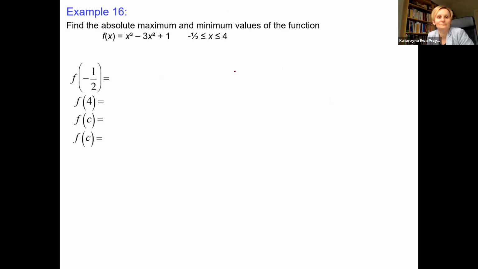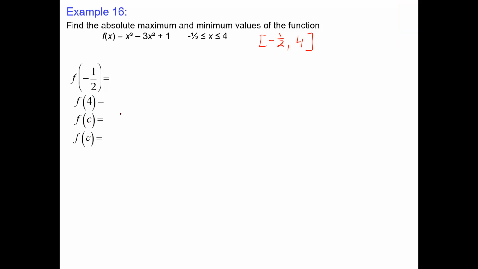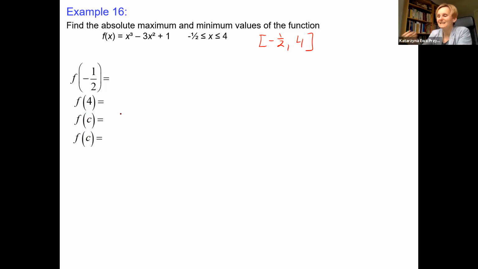Let's do it. Find the absolute maximum and minimum values of the function x cubed minus 3x squared plus 1, and the interval is from -1/2 to 4. And you can see I even got prepared. We have to find the value at -1/2 and the value at 4. Those are the endpoints. We also have to compute the critical points and find the corresponding values, whichever is the highest is the maximum, whichever is the lowest is the minimum. Okay, shall we start?